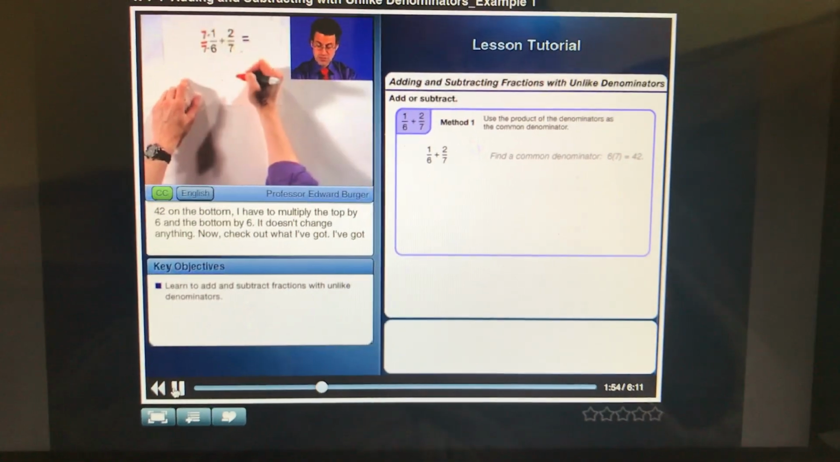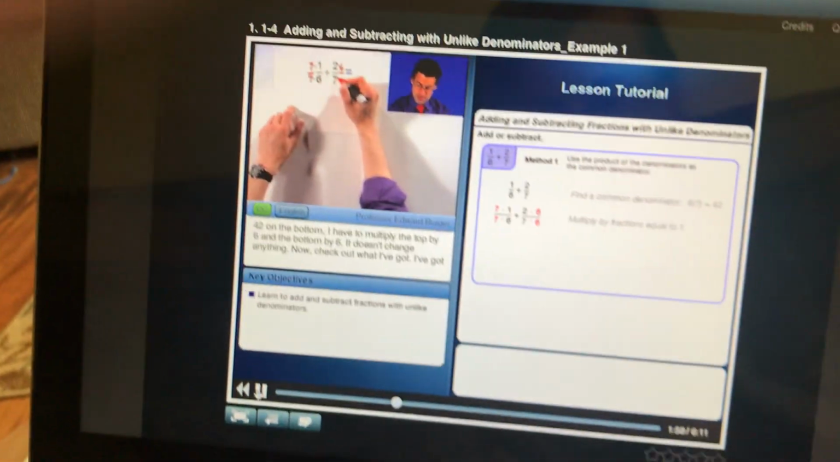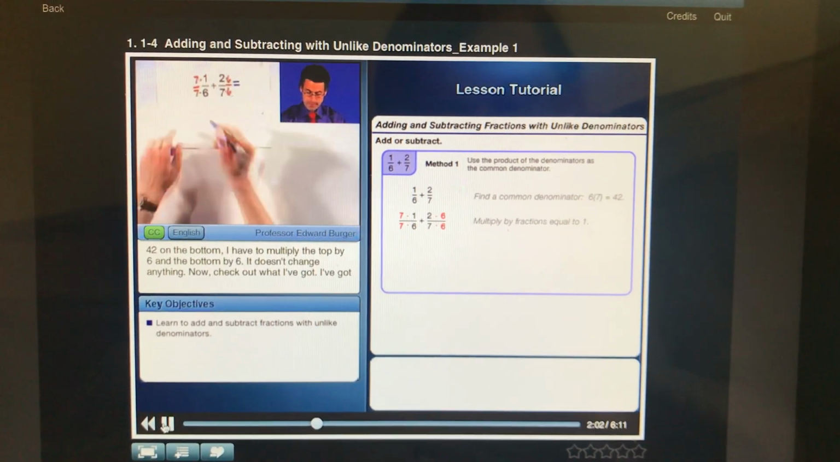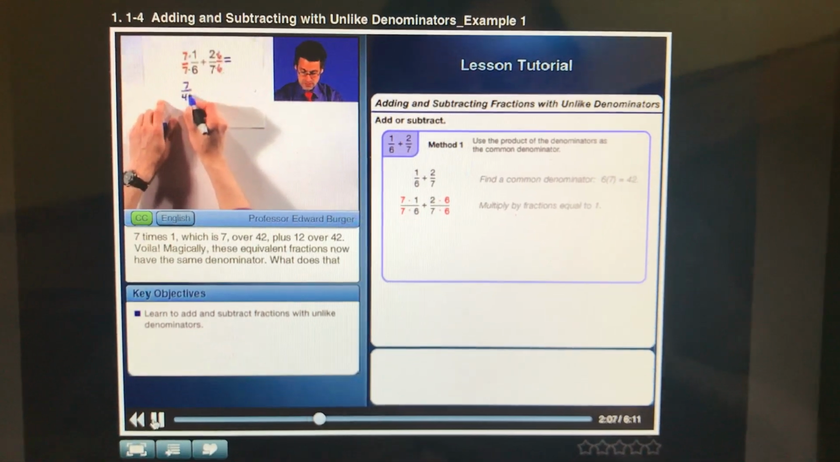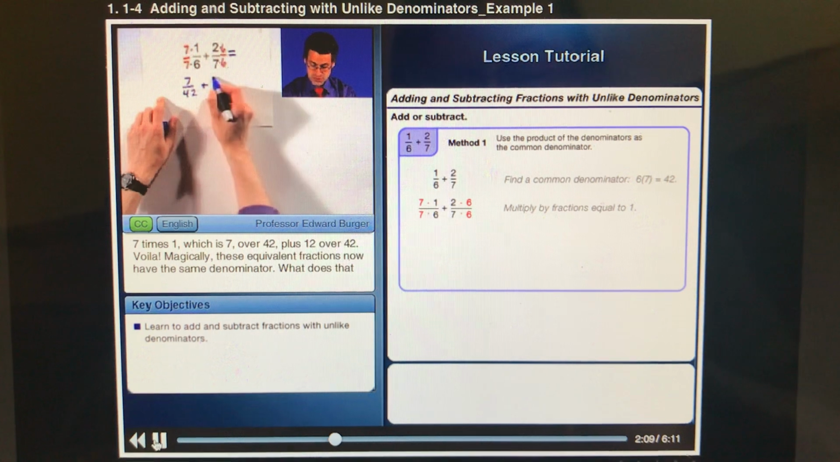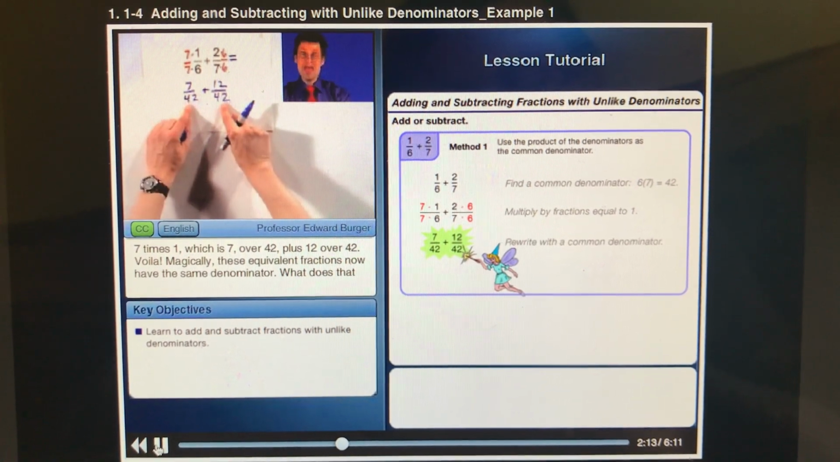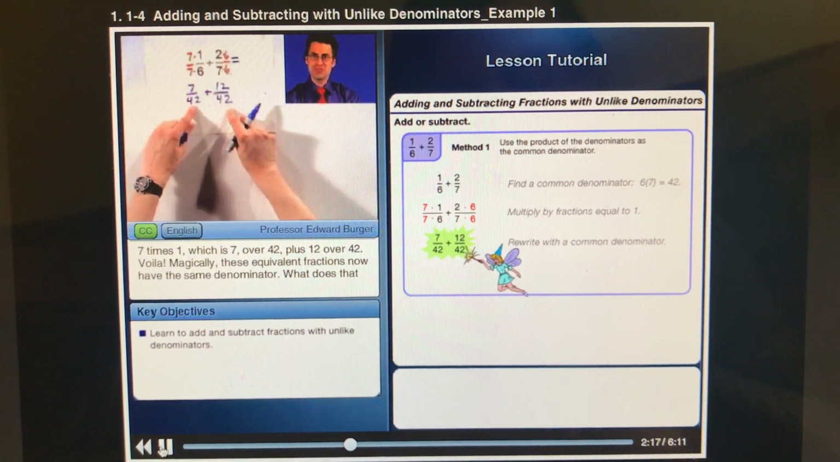Fraction have a 42 on the bottom, I have to multiply the top by 6 and the bottom by 6. Doesn't change anything. But now, check out what I've got. I've got 7 times 1, which is 7 over 42, plus 12 over 42. And voila! Magically, these equivalent fractions now have the same denominator.